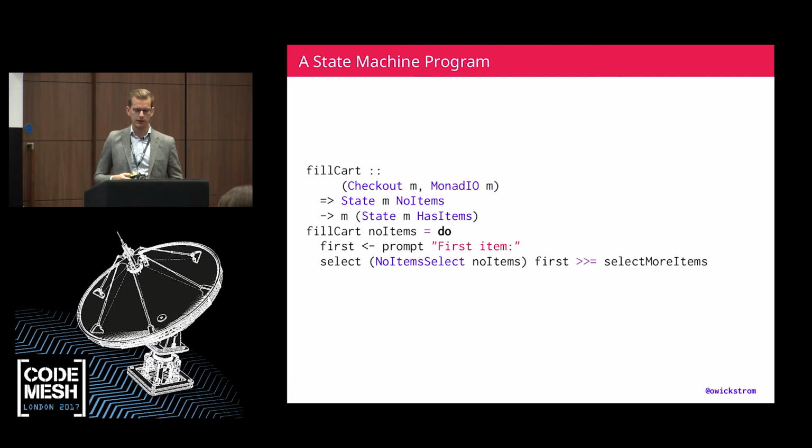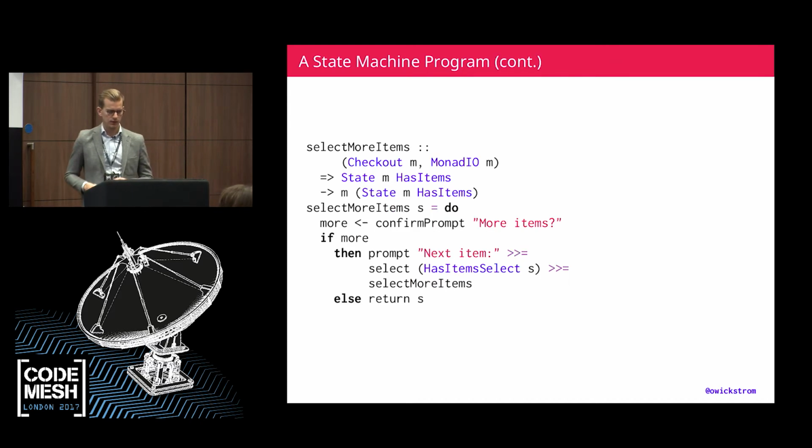And finally, fillCart hands over to select more items. That signature says that it remains in the has item state. Its definition asks the user, do you want one more item? If so, it selects that, and then it recurses. So it keeps on spinning here. If the user doesn't want any more items, then we return the state we have.